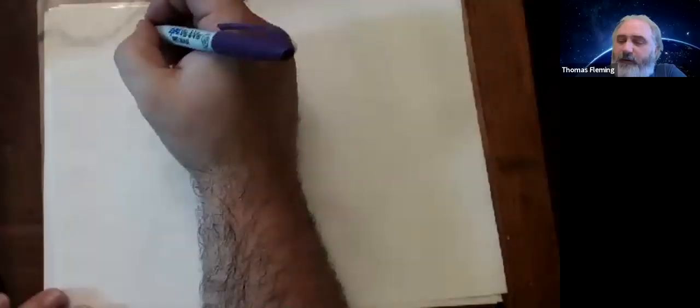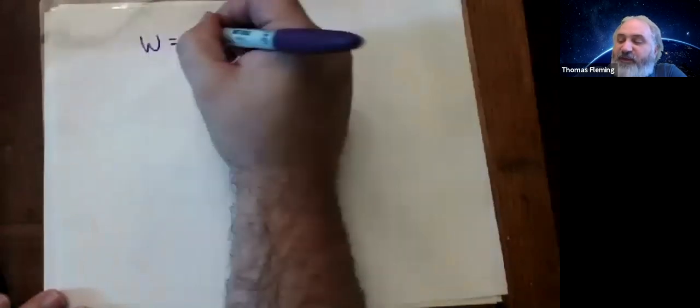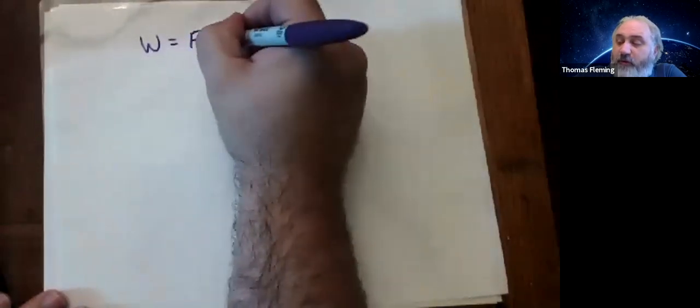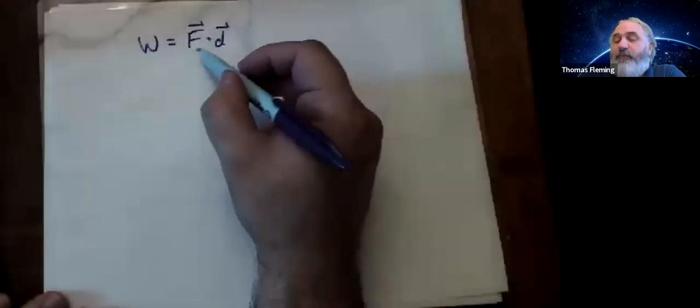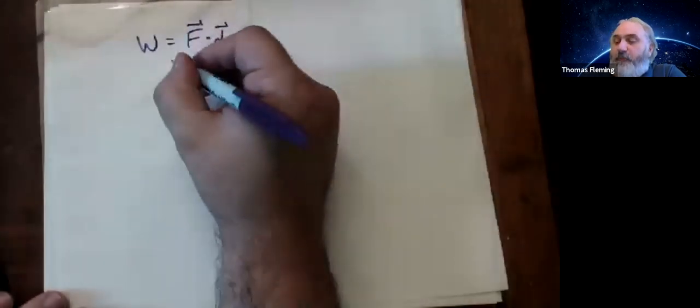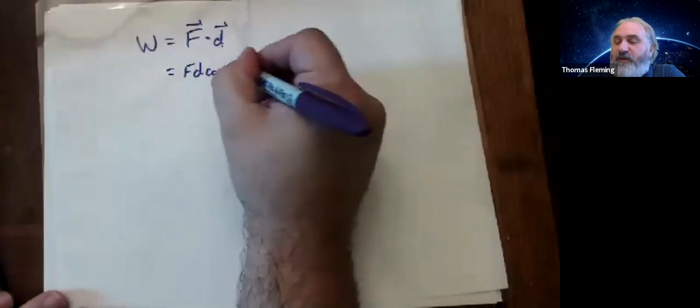Work equals FD cosine theta? Yeah. Work is the exertion of a force through a distance, which mathematically is the dot product of F and D. It's the force times the distance times the cosine of the angle between them. So F, D, cosine theta.